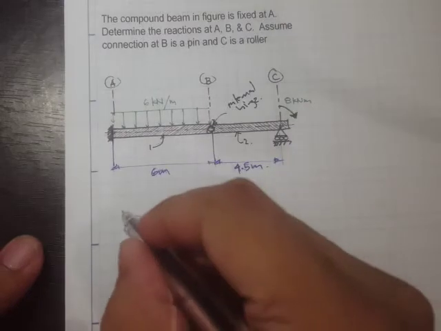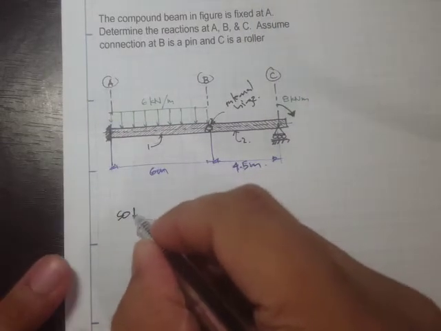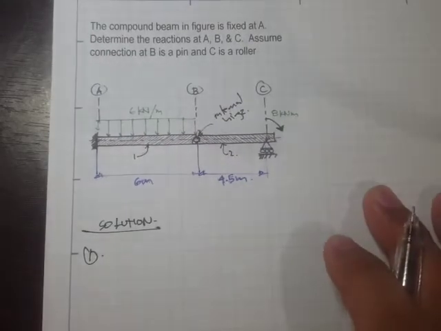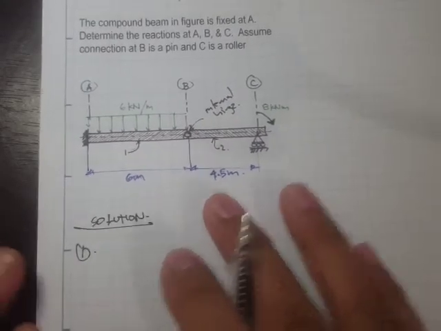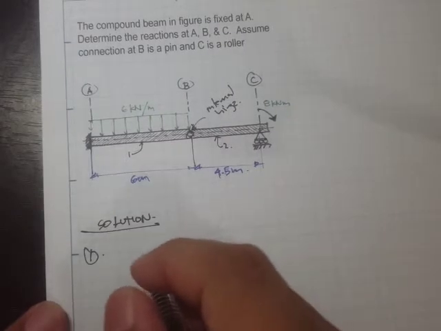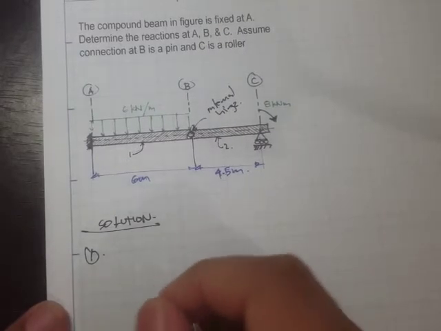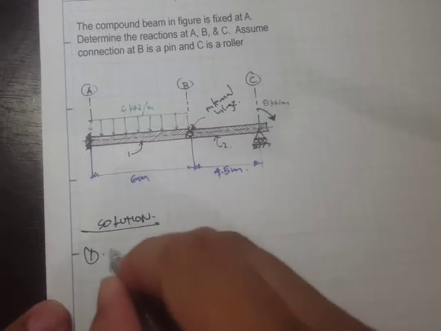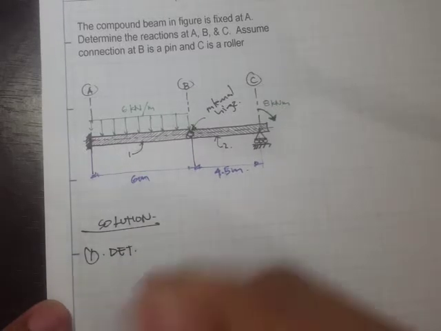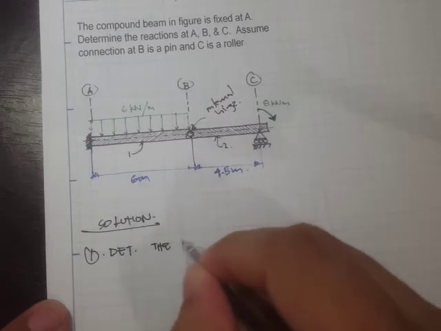Okay, so now let's do the solution. The first step is to determine if we have a determinate problem. Recall that, or let's write here the line labels. Determine the determinacy.